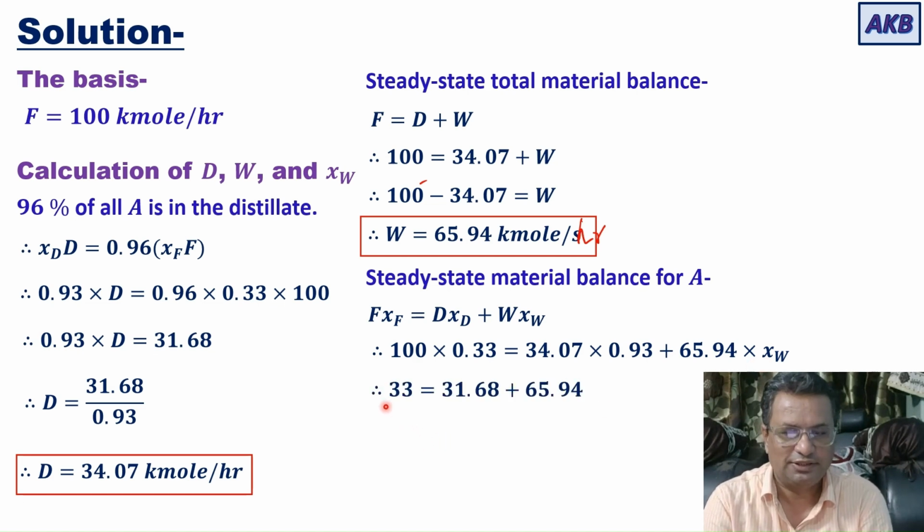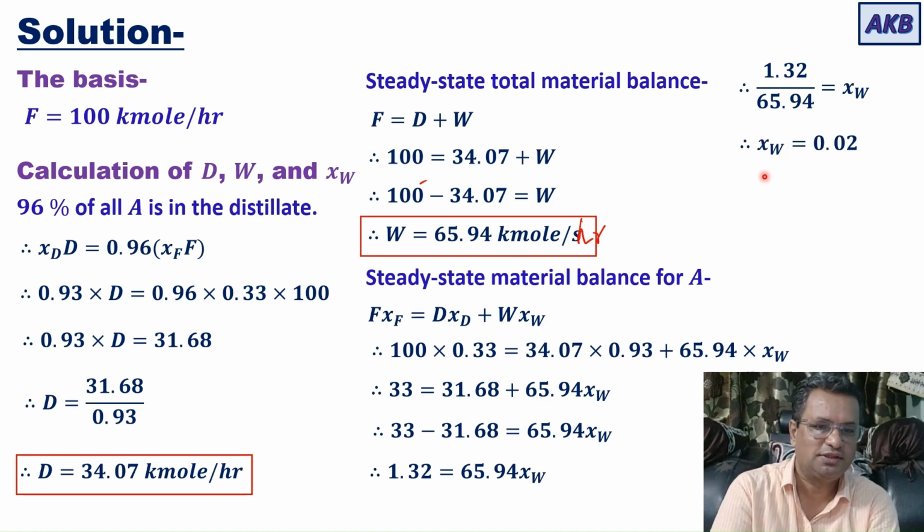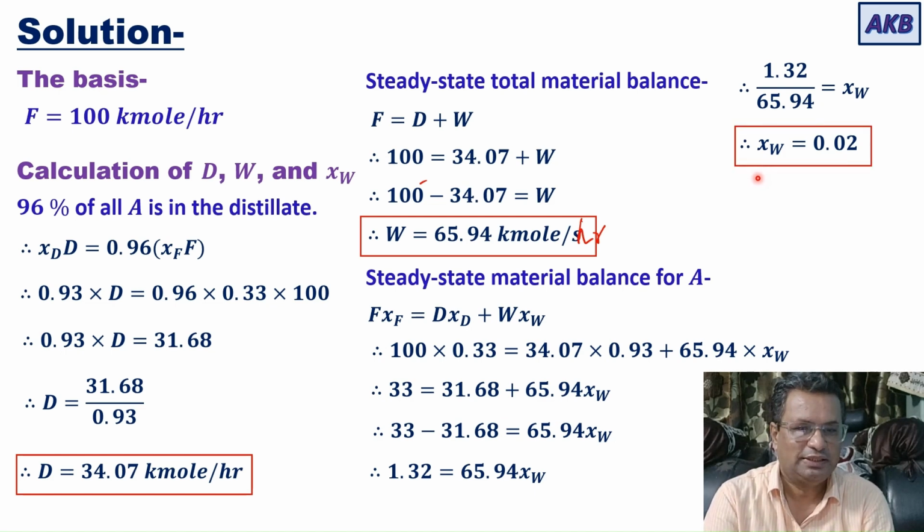So if you simplify it, it will be 33 is equal to 31.68 plus 65.94 into XW. That is 33 minus 31.68 is equal to 65.94 into XW. That is 1.32 is equal to 65.94 into XW. That is 1.32 divided by 65.94 is equal to XW, which gives us XW as 0.02. Okay. So in this way, we have found out all the three unknown quantities. We have got D, 34.07 kilomole per hour. We have got W, 65.94 kilomole per hour. And finally, we have got XW, which is 0.02.